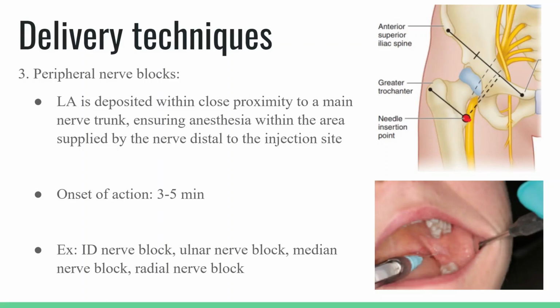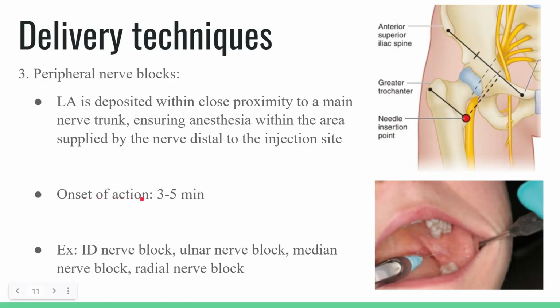When we are doing so, everything distal to the point of injection is going to be anesthetized. يعني كل هاي المنطقة بعد منطقة التخدير راح تكون كلها مخدرة. تمام؟ But as we can see here, ensuring anesthesia within the area supplied by the nerve distal to the injection site. فيعني proximally this is not going to be affected. ولكن distally, distal to the injection site, all the areas supplied by the nerve are going to be completely anesthetized. And this is why peripheral nerve blocks are useful, because they have a larger action instead of only acting on a localized area.